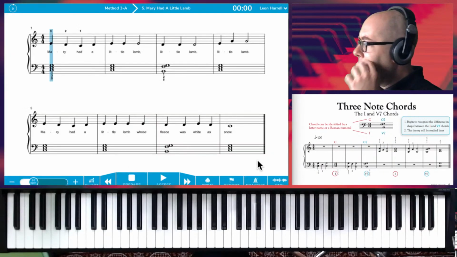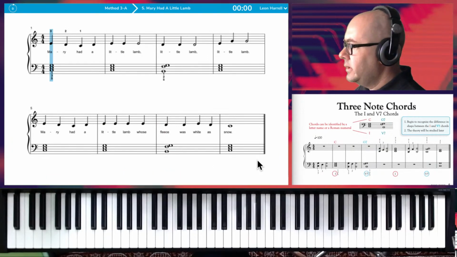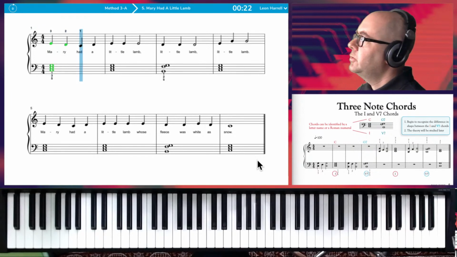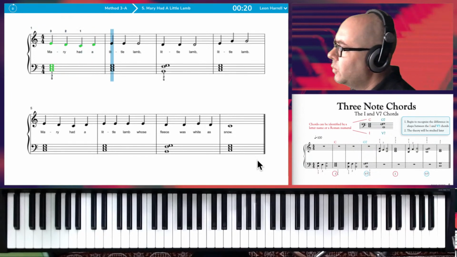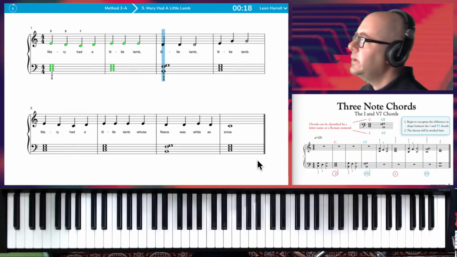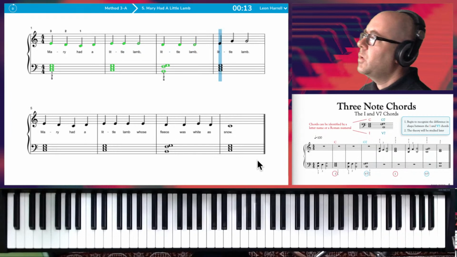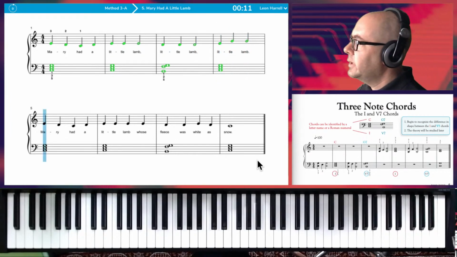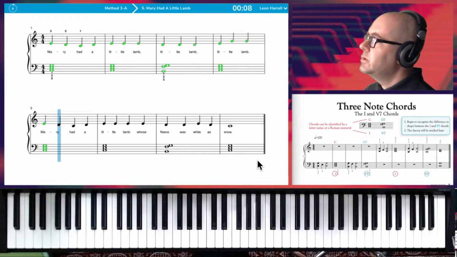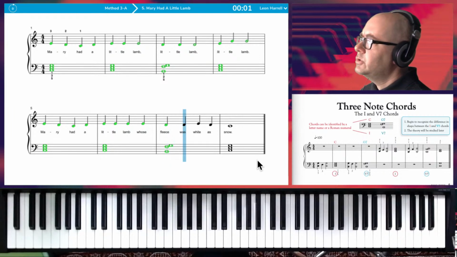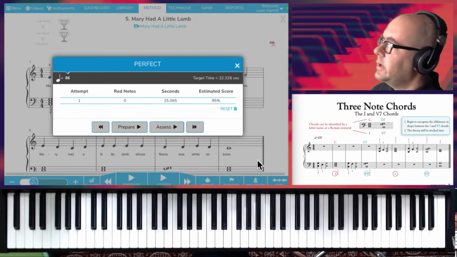1, 2, 3, 4, and 1, 2, 3, 4. 1, 2, 3, 4. 1, 2, 3, 4. 1, 2, 3, 4. 1, 2, 3, 4. 1, 2, 3, 4. 1, 2, 3, 4. 1, 2, 3, 4. 1, 2, 3, 4.